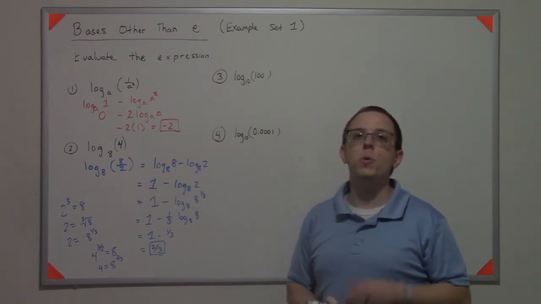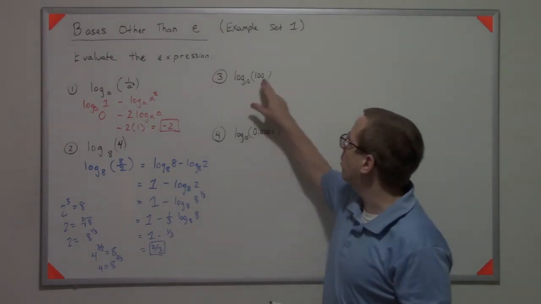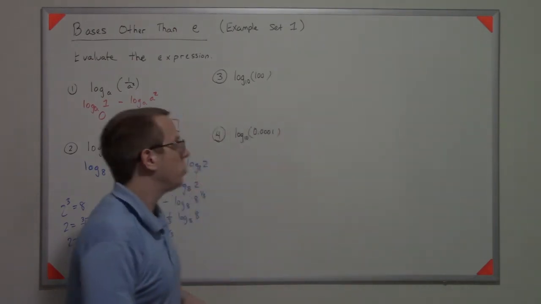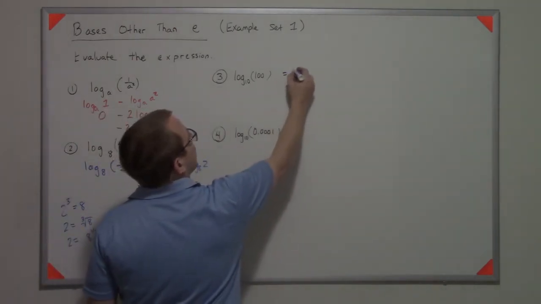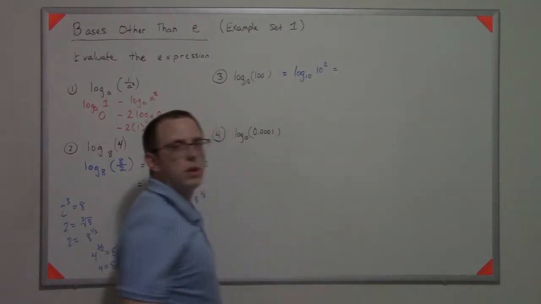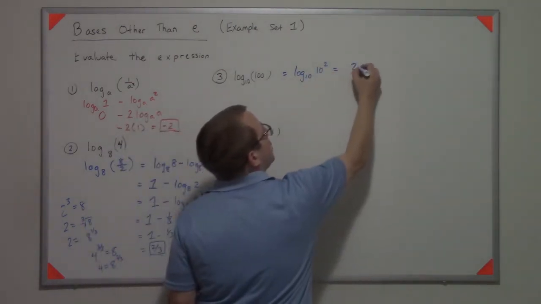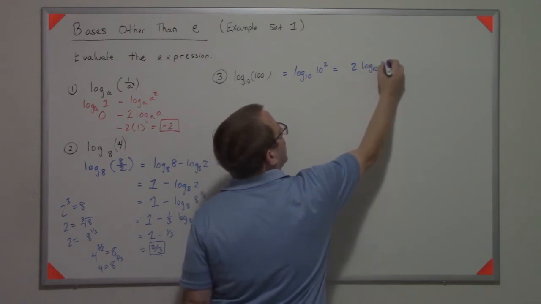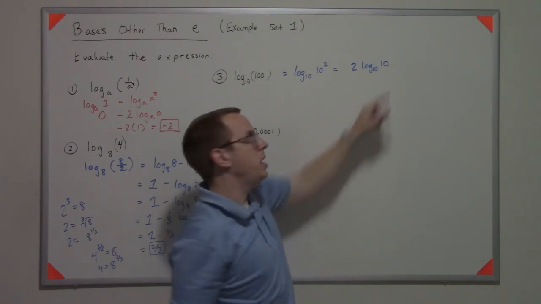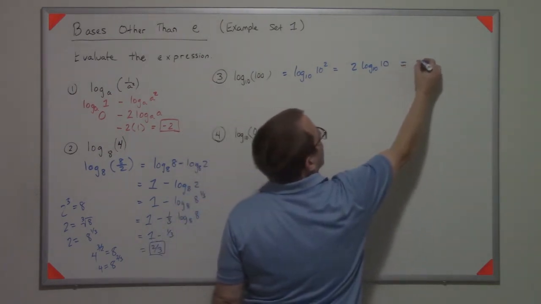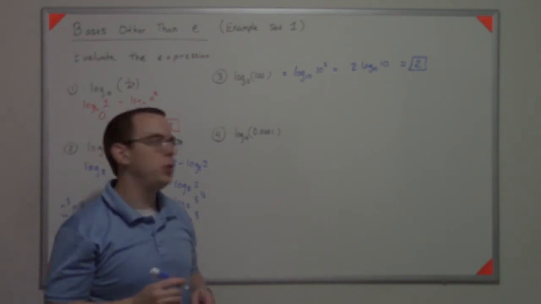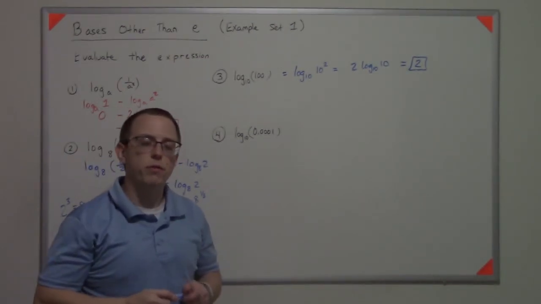What we want to do is the same thing. We want to say, how can I represent this as some sort of power of 10? Well, that's fairly straightforward. We say that's log base 10 of 10 squared. So we bring that 2 down, times log base 10 of 10. Since the base and the argument agree, that log becomes 1, so our answer is just 2. That's really clean and straightforward.